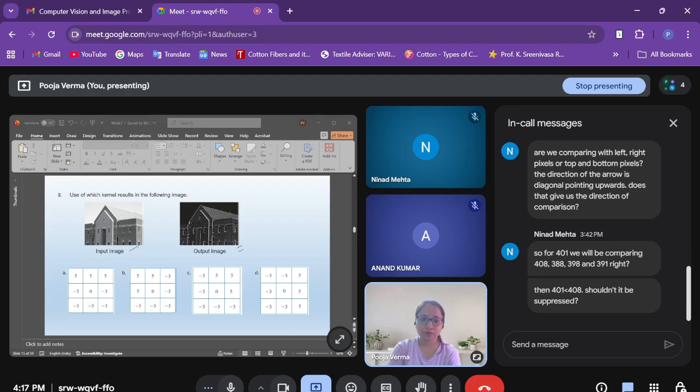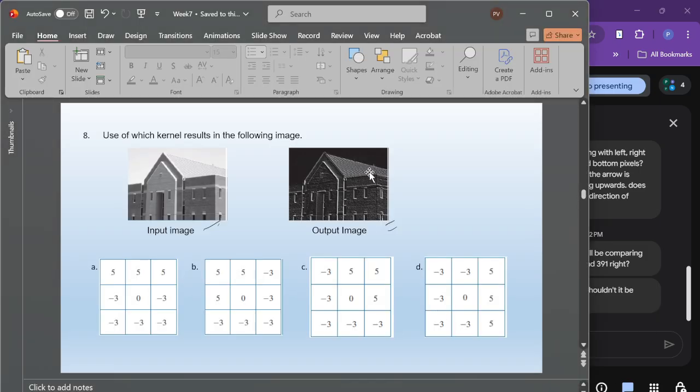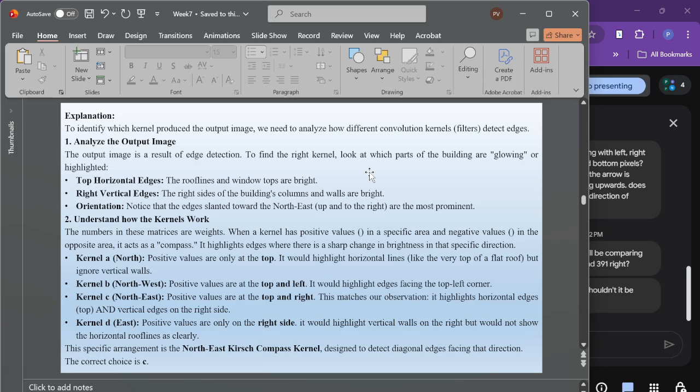Okay, so let's see the detailed solution given here. To identify which kernel produced the output image, we need to analyze how different convolution kernels, that is filters, detect edges. First, we need to analyze the output image. The output image is a result of edge detection. To find the right kernel, look at which parts of the building are glowing or highlighted.